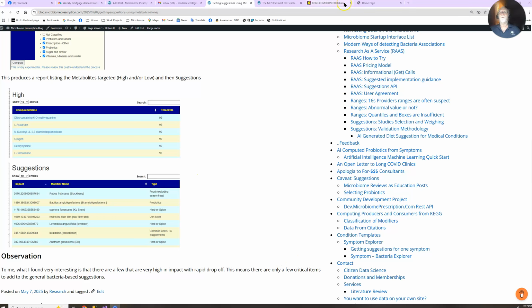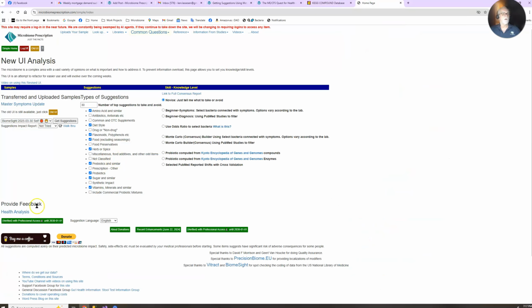I'll be doing it with the same person's sample. So here we have the sample. Now, it's not listed there, it's experimental. So what you have to do is just click Old UI.